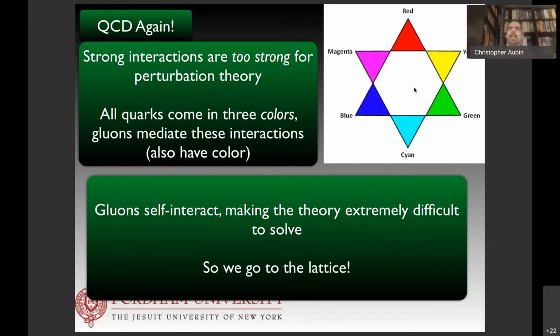But that's one of the other reasons why this theory is so difficult to solve. Those gluons interact with each other quite strongly as well. So we have a highly nonlinear theory. Okay. And so since we can't solve this analytically and we can't solve it perturbatively, we go to the lattice. Okay. And there you go. There's all you need to know about QCD for my purposes.